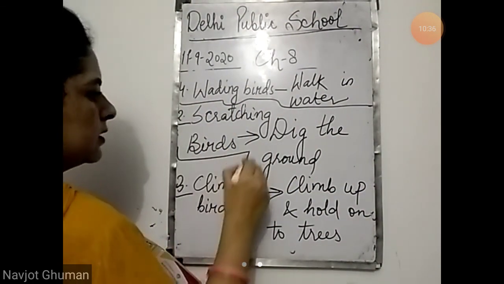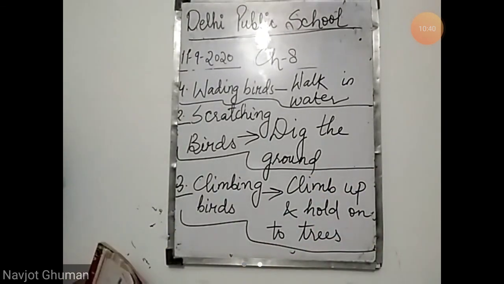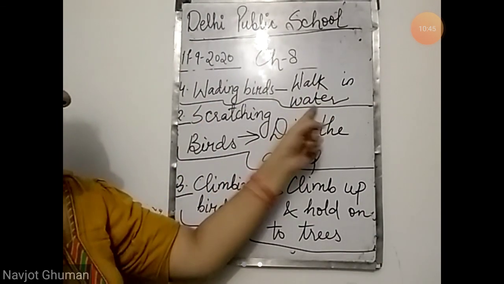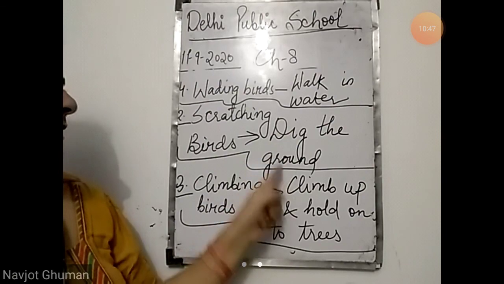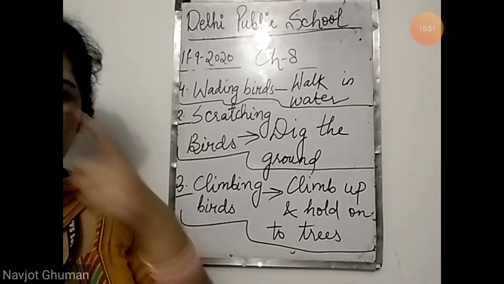This is about the scratching birds. And this is about the climbing birds. Wading birds walk in water. Scratching birds dig the ground. Climbing birds climb up and hold on to trees.